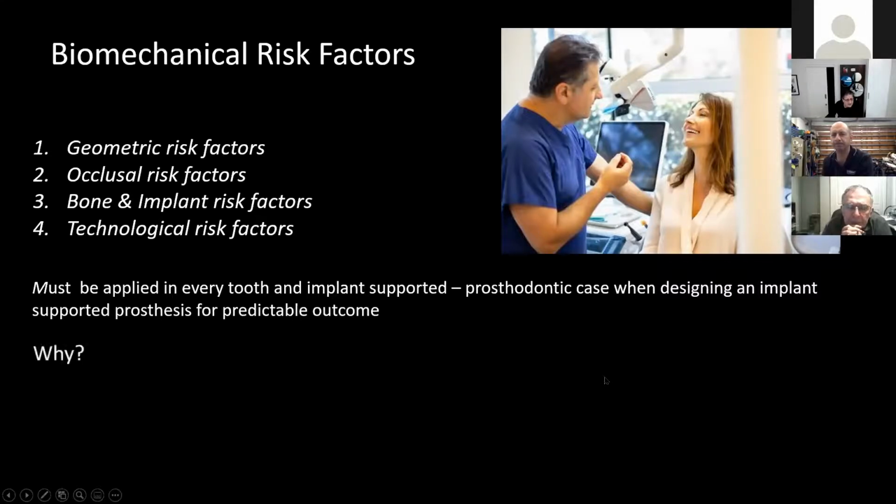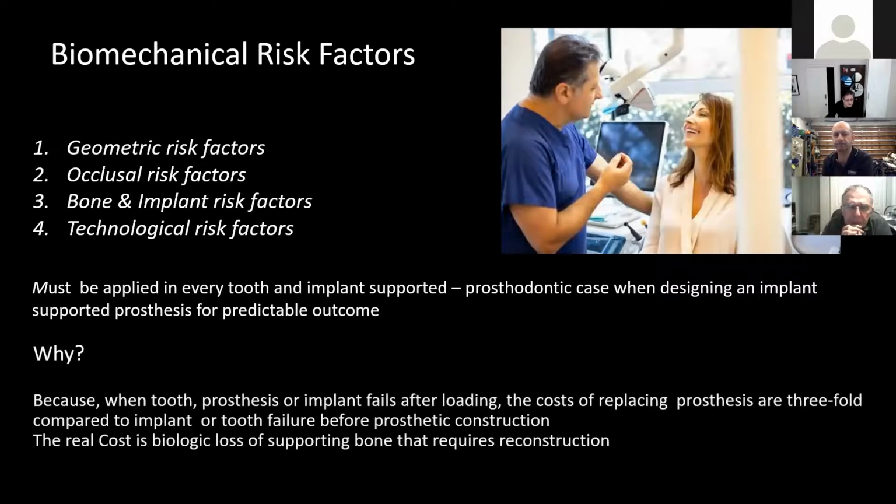Because when implants or tooth prostheses fail after loading, the cost of replacing is about threefold. And it's never the same. You lose bone, and you might require more grafting. Placing an implant in grafted bone may not have the same success rate, so it's complicated. And the real cost is the biologic cost, because you lose a lot of bone when an implant fails.